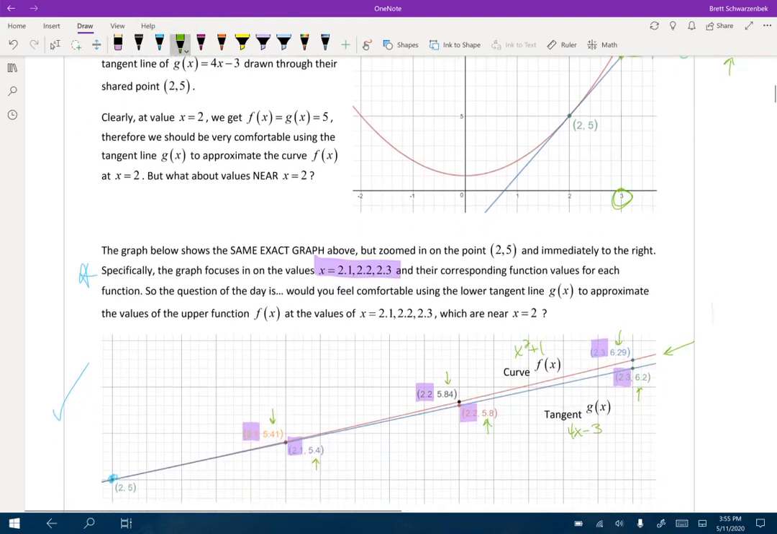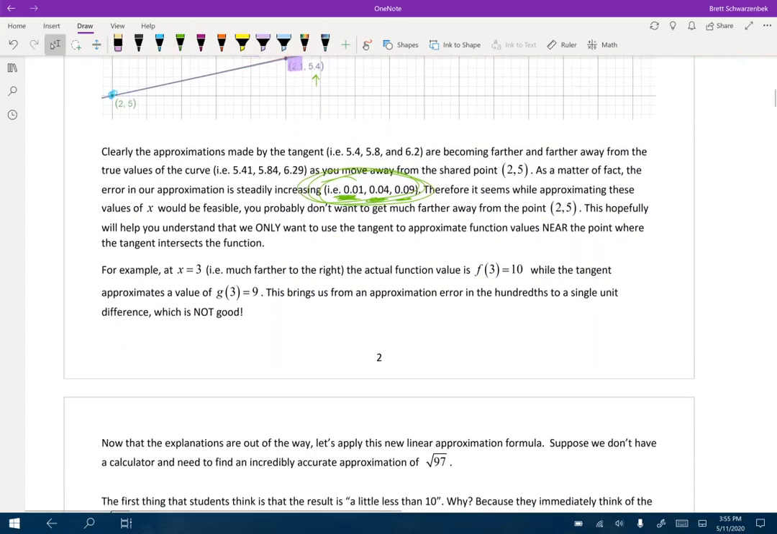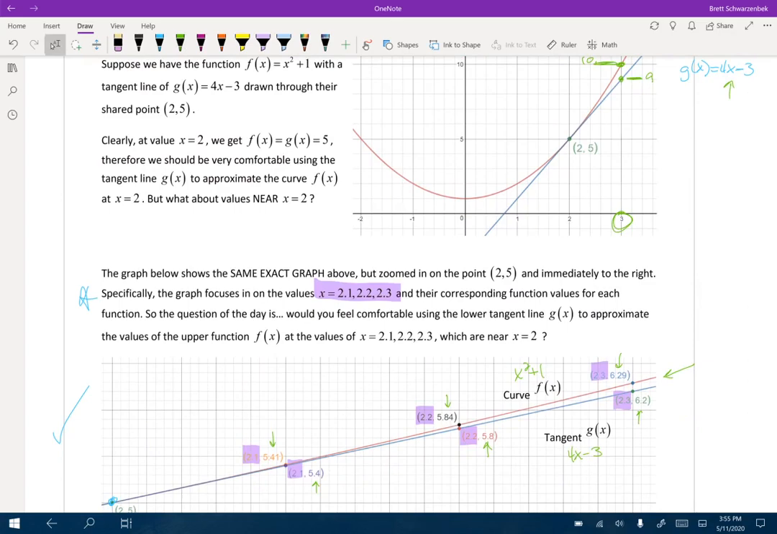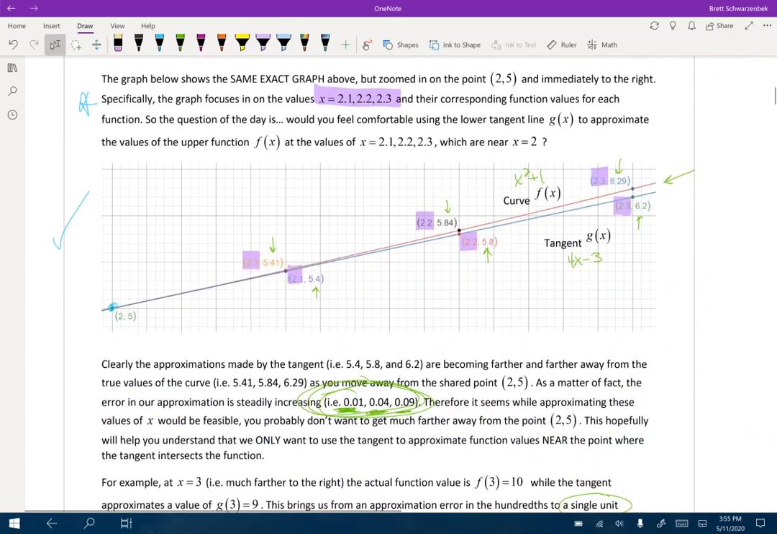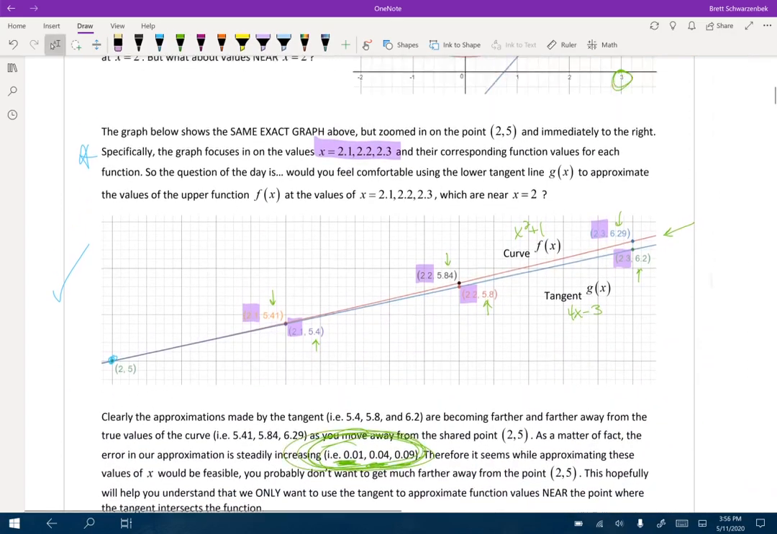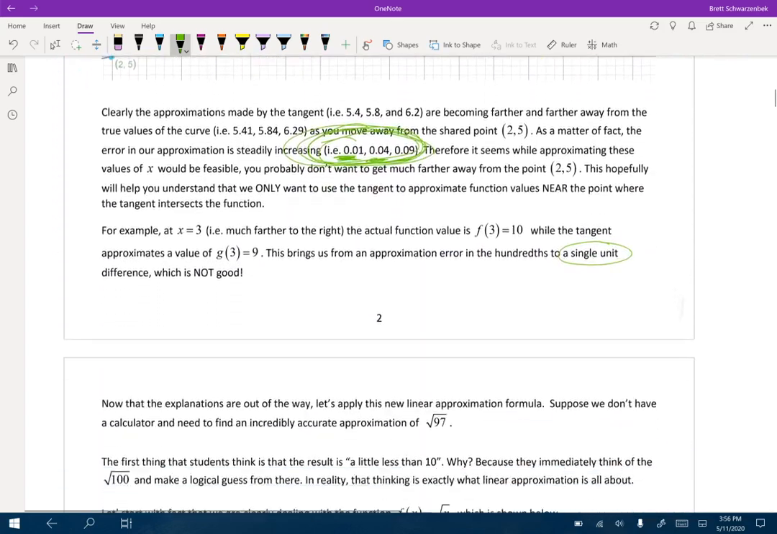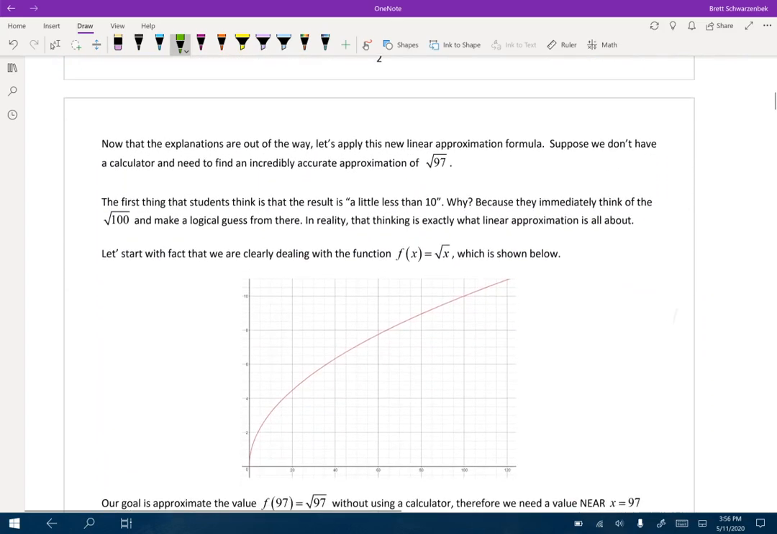Would we feel happy about using the line to estimate this curve at 3? I would say not at all. If you're literally a single unit different, that is a big error. We want microscopic errors. These aren't even microscopic, but they're small enough. But one unit means we would never want to use this line to estimate this curve at 3. We need to be super near 2 in order to make this work. So that is the logic about approximation. That is what we do.